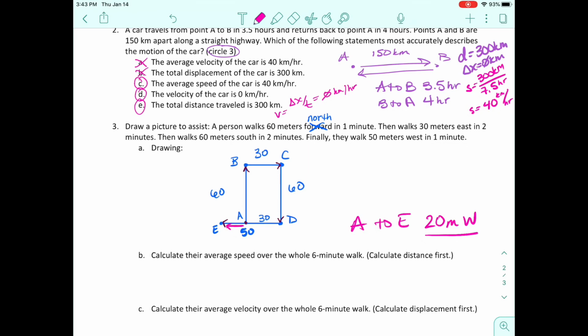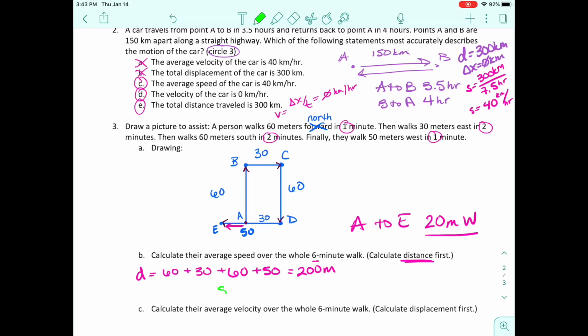So B, calculate the average speed over the whole 6-minute walk. So 6-minute walk, that's how long it took. Okay, we had 1 minute, 2 minutes, 2 minutes, and 1 minute. So if you add those up, you get 6 minutes. To do the speed, we need to calculate the distance first. So to calculate the distance, all you have to do is add up your distances. So 60 plus 30 plus 60 plus 50. When you add all that together, you should get 200 meters. Okay, so that's the distance.